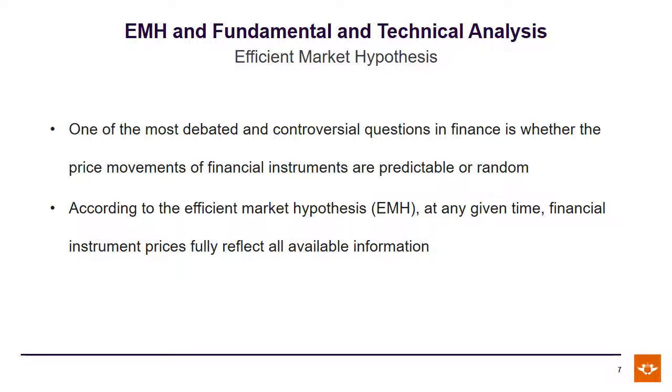One of the most debated and controversial questions in finance, and it's talked about a lot, is whether or not markets are efficient. Whether price movements of financial instruments can be predicted, or are they just random? Can we build models that can help us determine future prices, or are we watching waves in the ocean? According to the efficient market hypothesis, at any given time, financial instruments fully reflect all available information. But that depends on what kind of information you're talking about and which of the efficient market hypotheses you're referring to here.